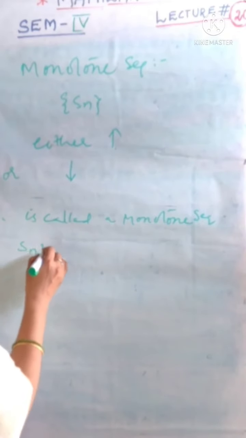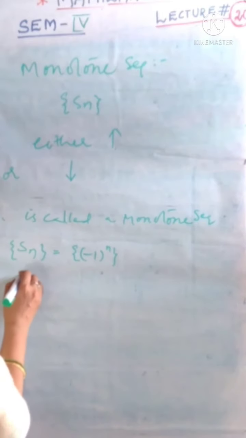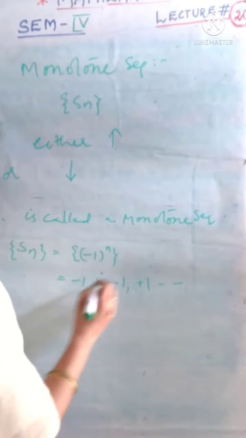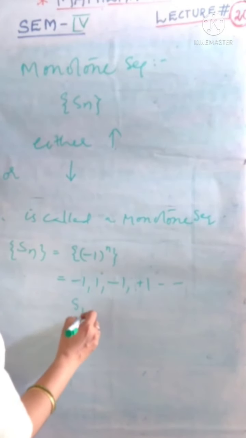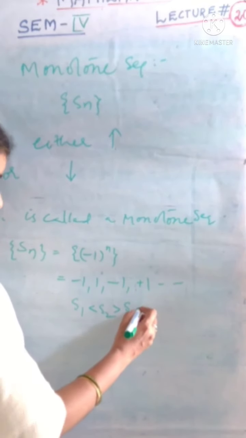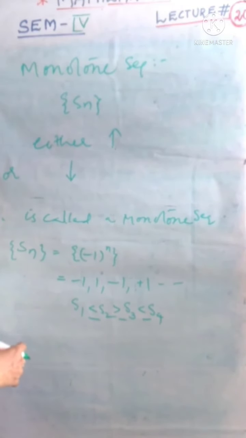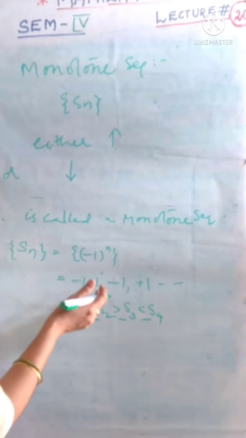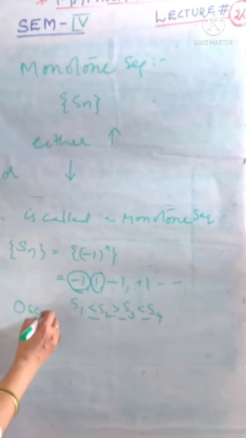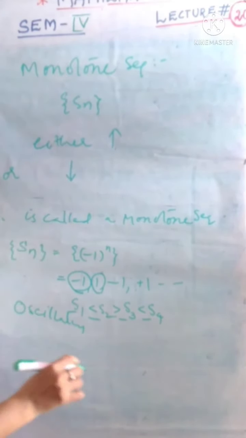For example, if you consider Sn is equal to -1 whole power n, the sequence terms are -1, 1, -1, 1, and so on. Here the terms go like this: S1 is less than S2, S2 is more than S3, S3 is less than S4. You observe that the relation is in disorder. That's why this sequence is oscillating, especially in between 1 and -1. That means it is an oscillating sequence, which means that a monotone sequence never oscillates.